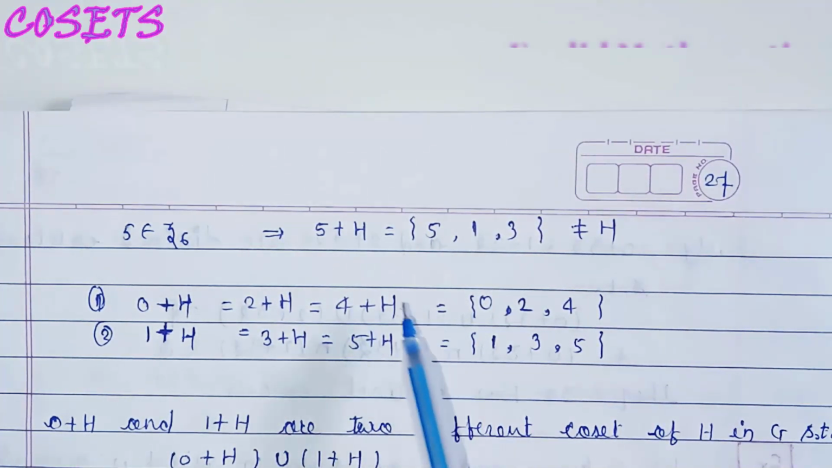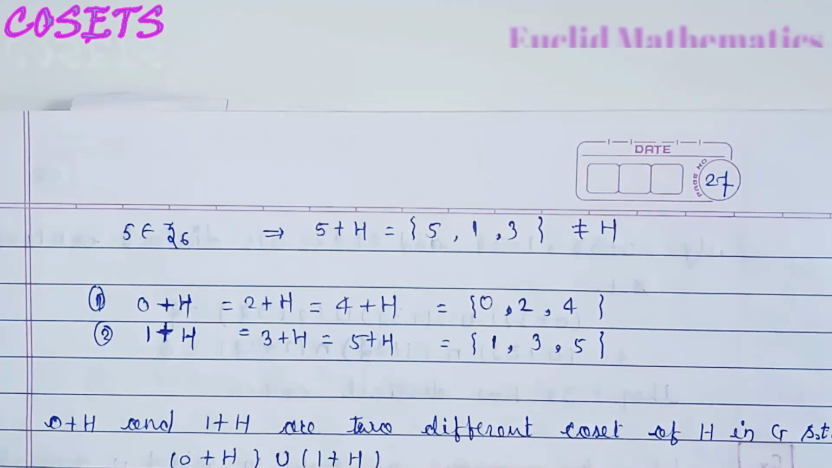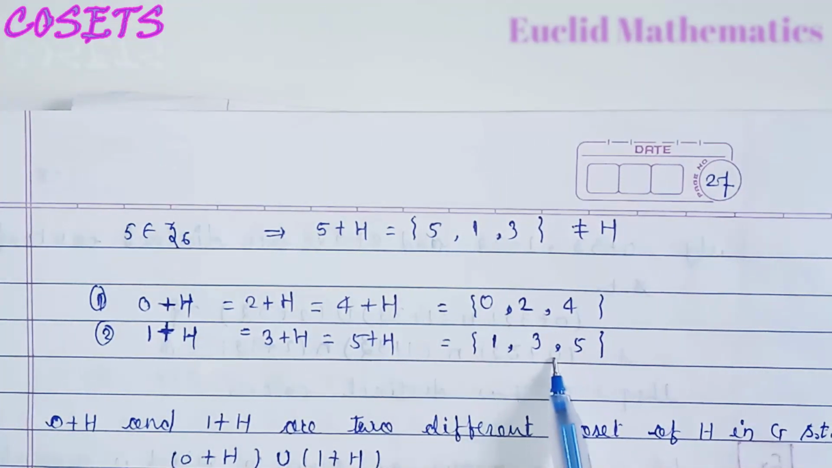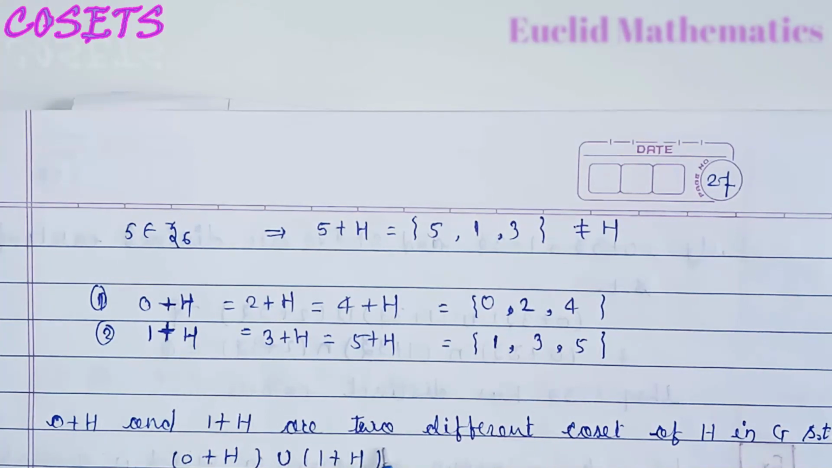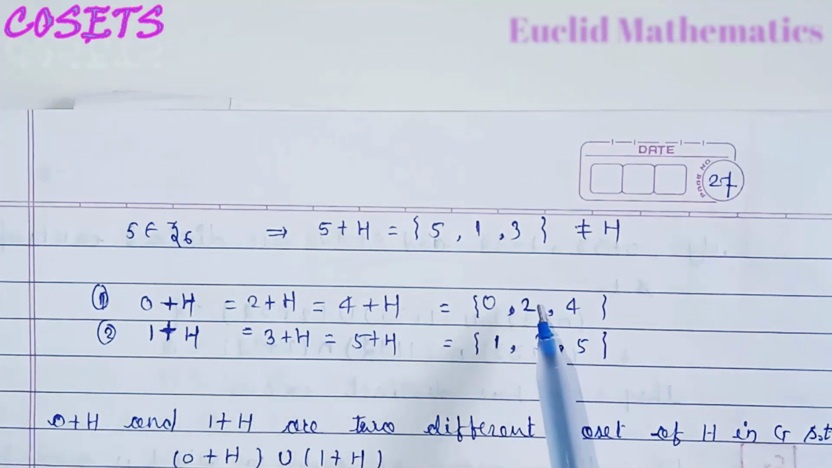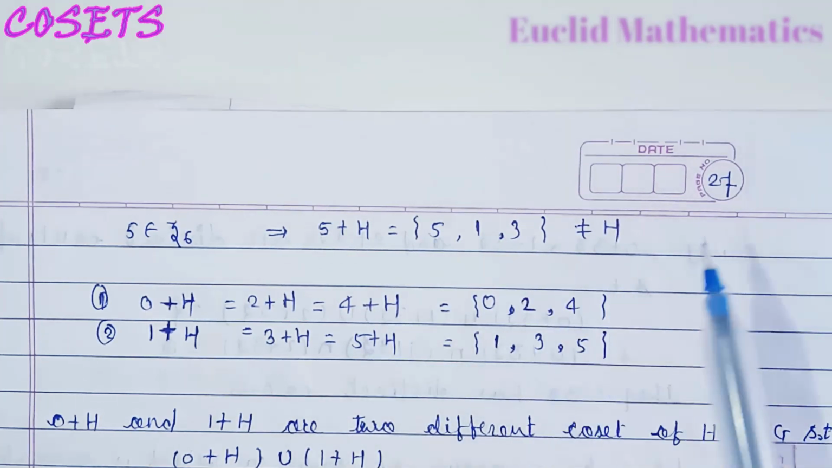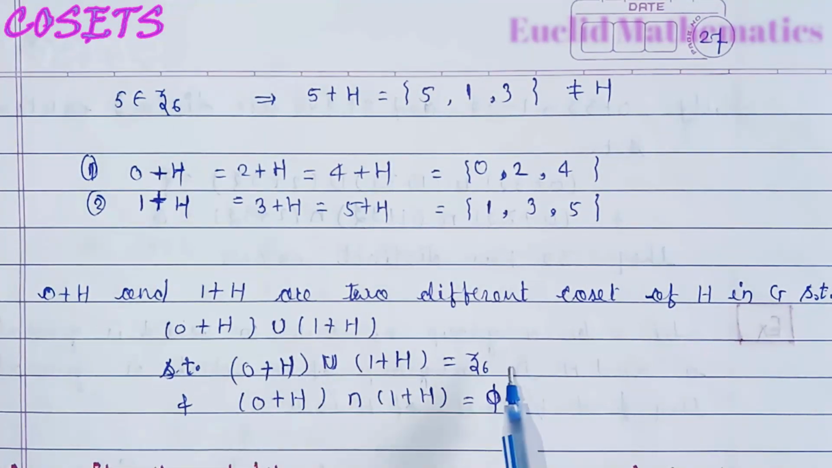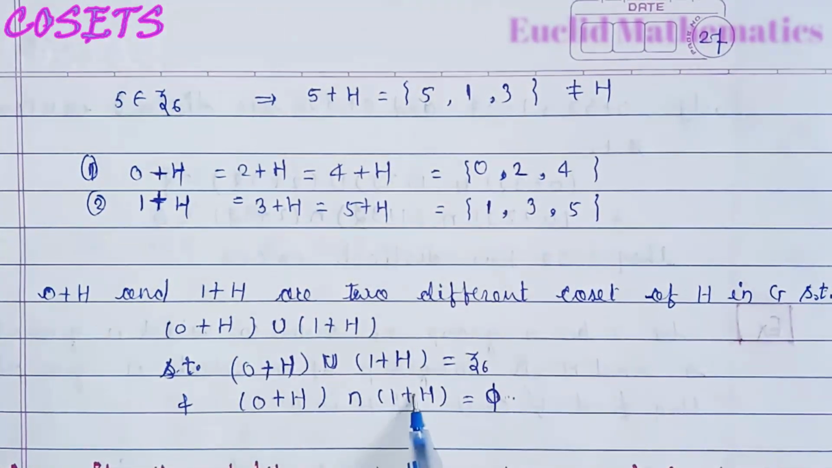By observation of these two cosets, we can say that 0 plus H and 1 plus H are two distinct cosets of H in G. That means they do not have any common element between them. Since both are different, their union gives our whole group G, and their intersection is always the empty set. Their union goes to our Z6, and their intersection remains empty.